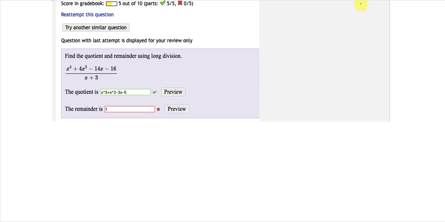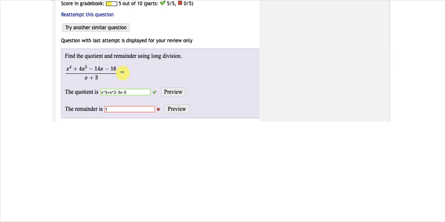Find the quotient and the remainder using long division. Again, I write the numerator: x to the 4 plus 4x to the third power minus. Okay, we don't have the x squared term, there's no x squared, so that means you should put plus 0 x squared. Actually, let me clear that so we have more space.